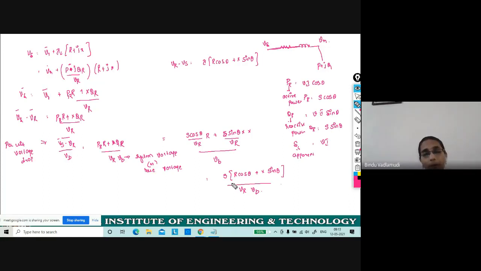Please all of you copy up to here. Did all of you understand? I am just replacing the values of PR and QR as S cos theta and S sin theta, where S indicates the apparent power, and we can also say that it indicates the rating of the system. Is it not?